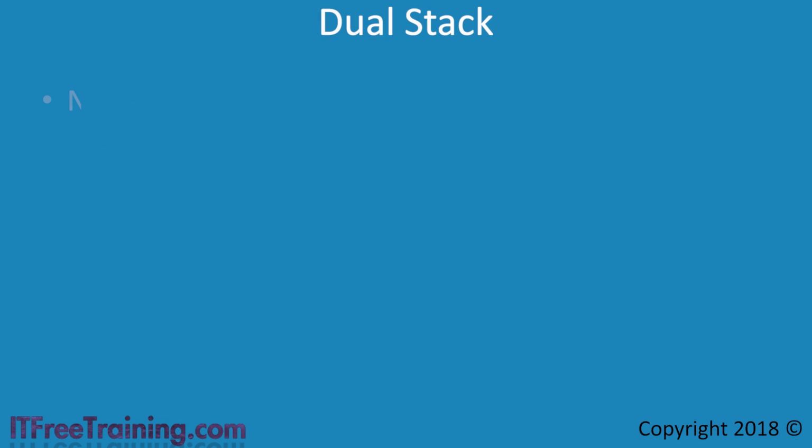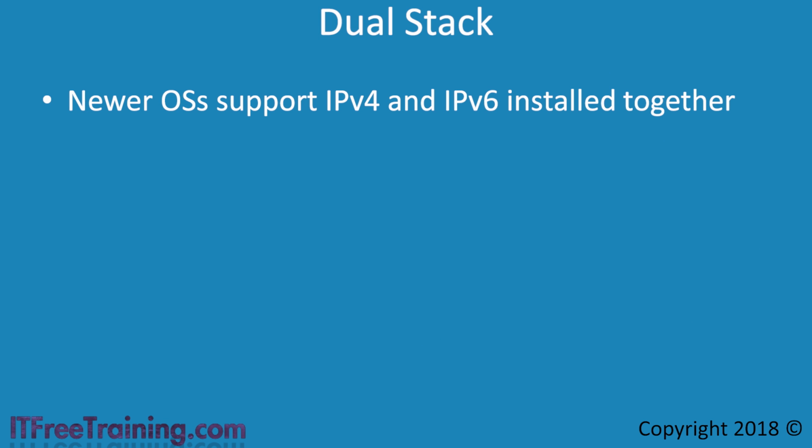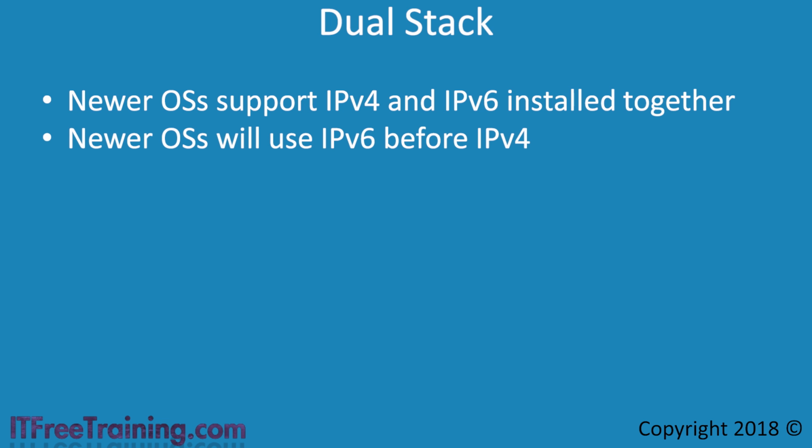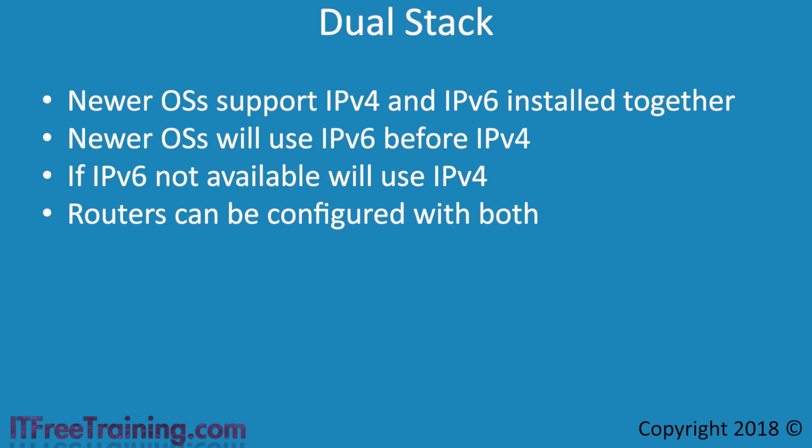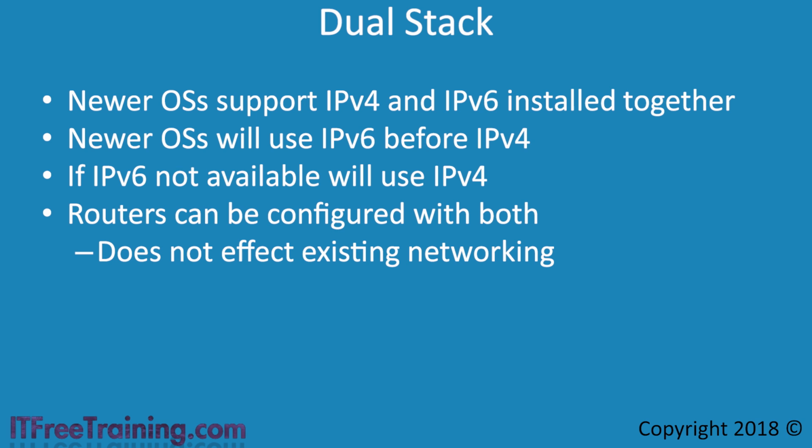The good news is that on newer operating systems, you can configure IP4 or IP6 or both. Configuring both is referred to as a dual stack. This includes Windows, Linux, and mobile devices. Newer operating systems will attempt to use IP6 first, and then, if this is not available, use IP4. Routers can be configured to use both. IP6 packets are different from IP4 packets, so configuring both will not affect your existing network or devices on those networks. This allows the administrator to deploy IP6 as quickly or slowly as they wish, without affecting existing services.